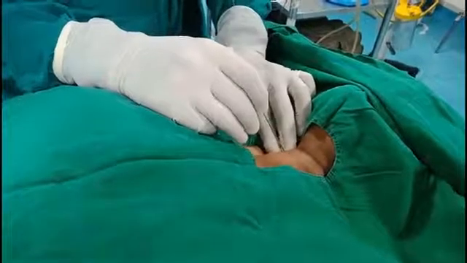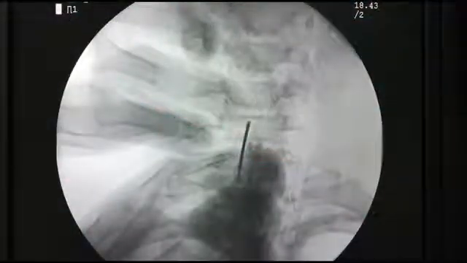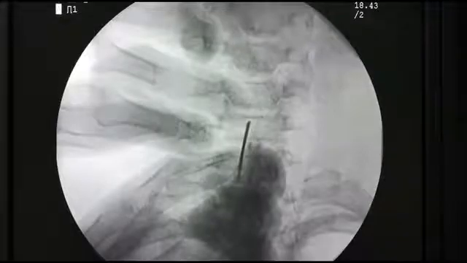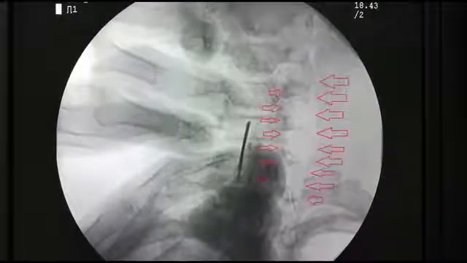We can see how the trachea is pushed to the other side. You can see the white shadow shown by the red arrows.